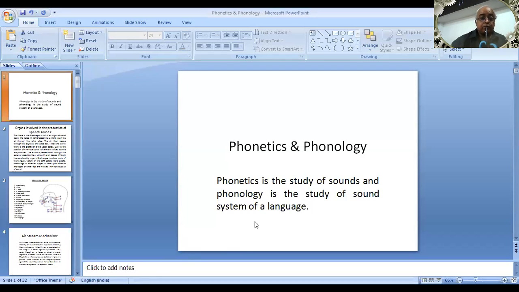So, phonetics and phonology. Let's have a quick difference between these two terms. Phonetics is the study of sounds. Phone means sound. Phonetics is the study of sounds, and phonology is the study of the sound systems of a language.